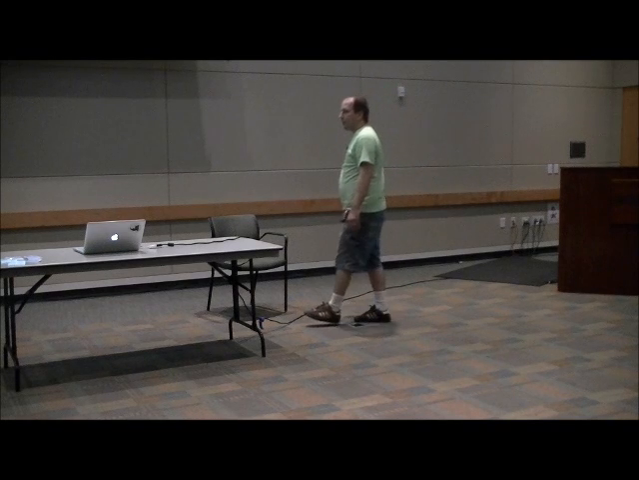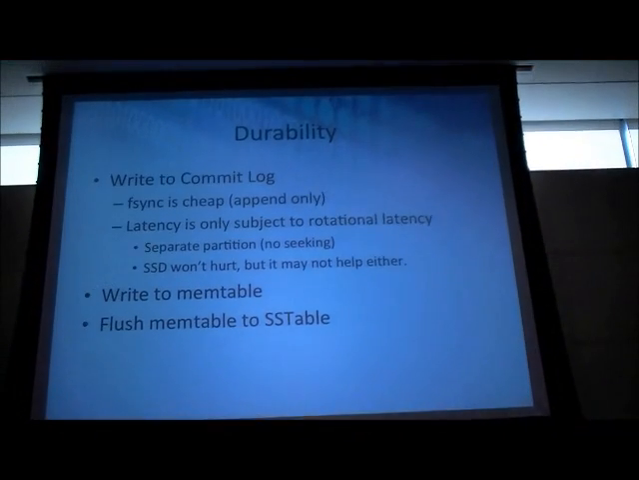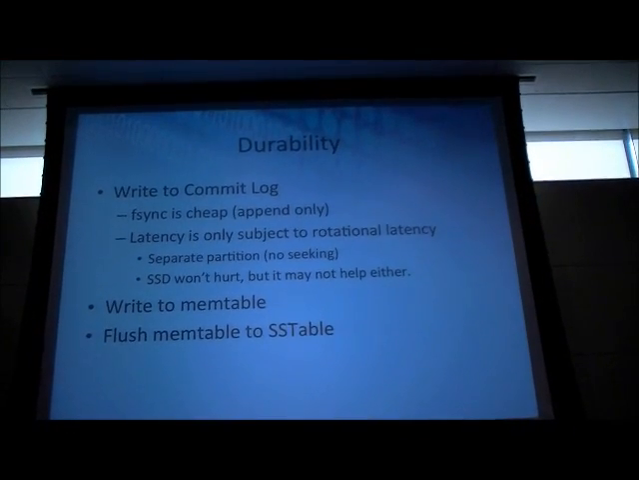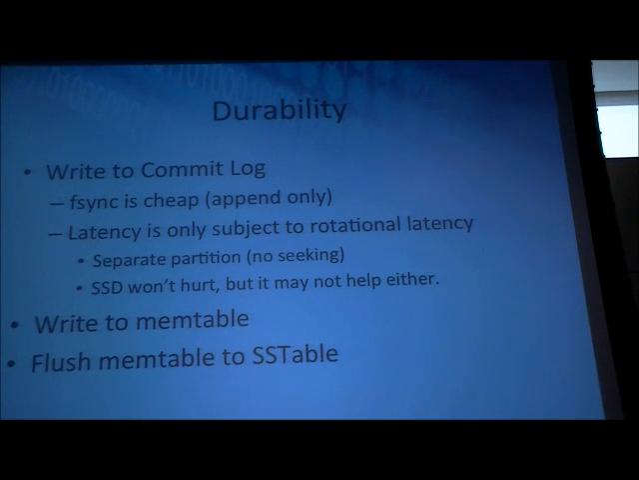So we talked about CAP already in the previous talk. Durability is important. It's a very important part of database systems. It's important to know that when I tell the database to write the data, it actually made it to disk. So one of the things that we take advantage of is that fsync is cheap. Latency is subject to rotational latency only in Cassandra. I'll explain that in the next slide.